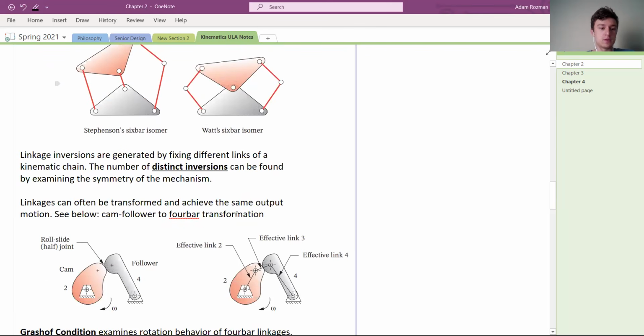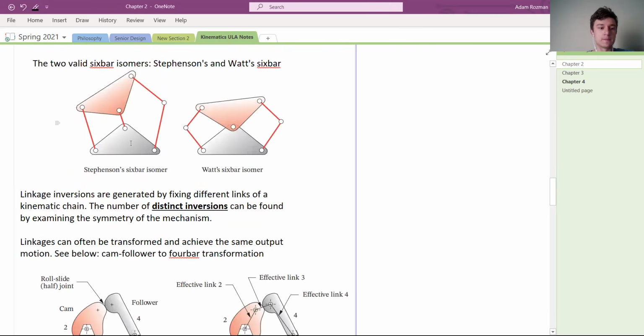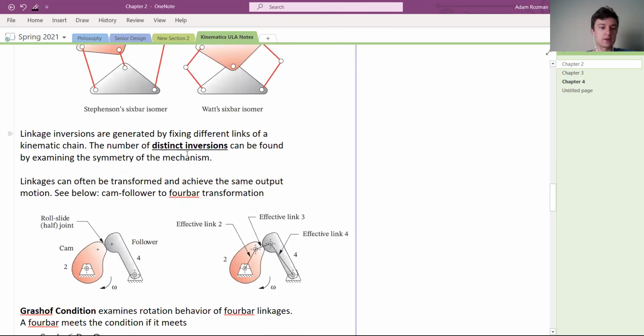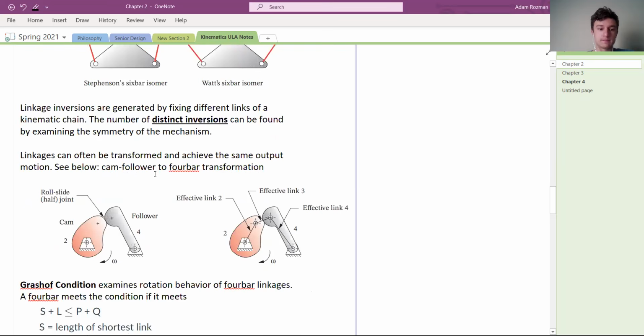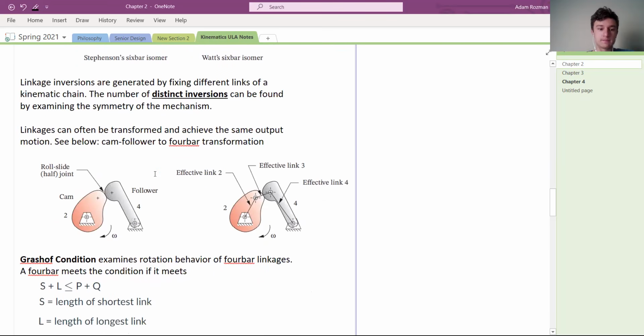And then you can also talk about inversions, which is just grounding different links. So if we grounded the ternary link, that would be one, or if we ground the middle link, that would be a different inversion. And you had a couple questions on finding the distinct inversions, so we'll do some problems on that after I just go over the concepts.